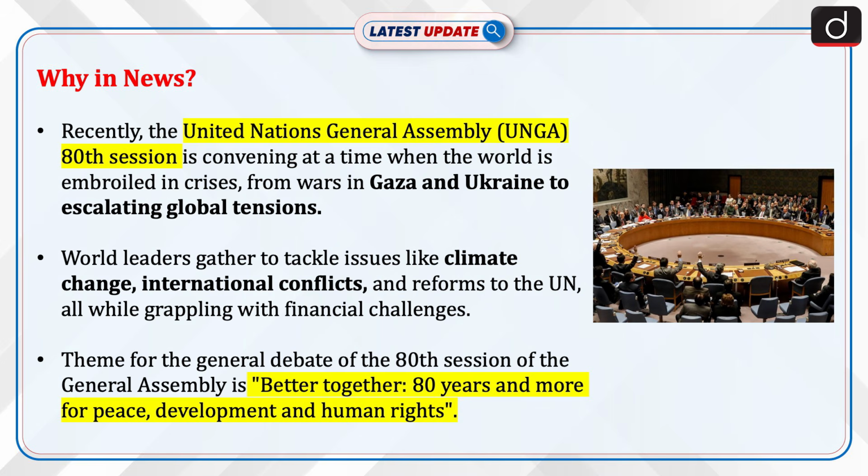Recently, the United Nations General Assembly, UNGA 80th session, is convening at a time when the world is embroiled in crises, from wars in Gaza and Ukraine to escalating global tensions. World leaders gather to tackle issues like climate change, international conflicts, and reforms to the UN, all while grappling with financial challenges. The theme for the general debate of the 80th session of the General Assembly is Better Together, 80 years and more for peace, development, and human rights.